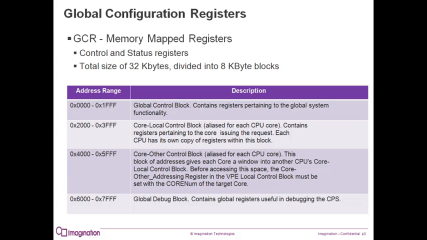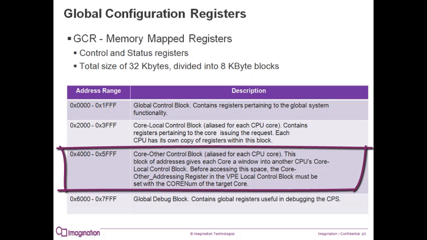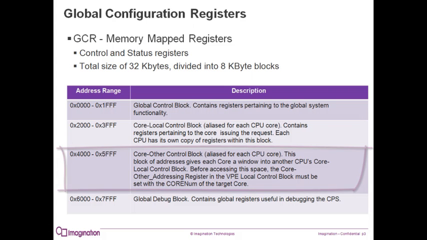A core can access another core's local control registers by using the Core Other Control Block. That way, one core can read the status or change the configuration of another core. The address range for this block is also the same for all cores relative to the local core performing the load or store to this register. The selection for which core's registers will be accessed in this block will be covered later.